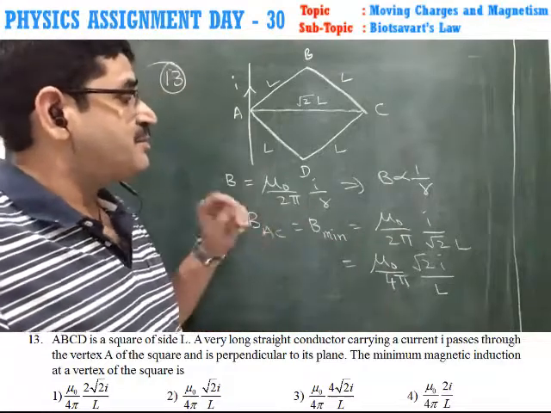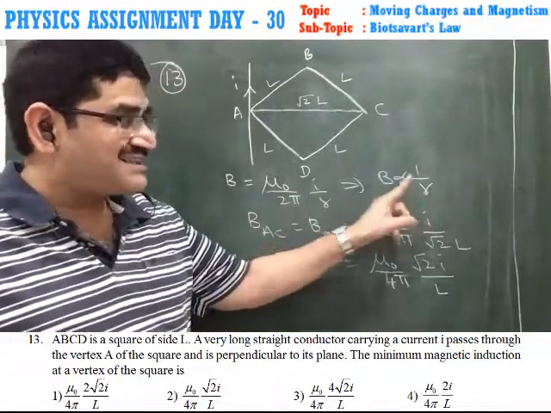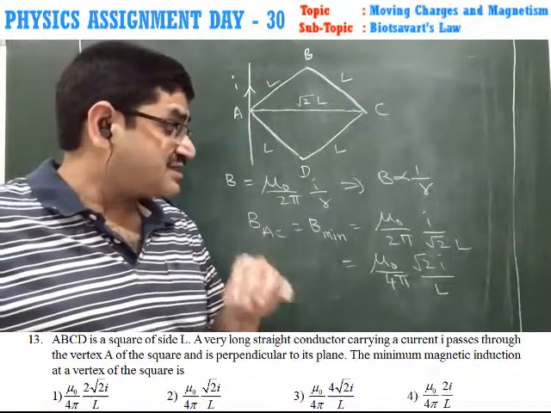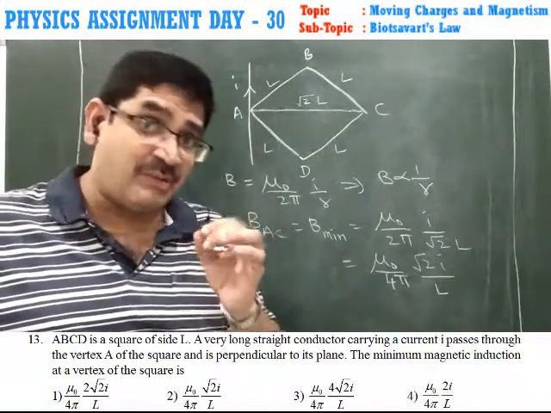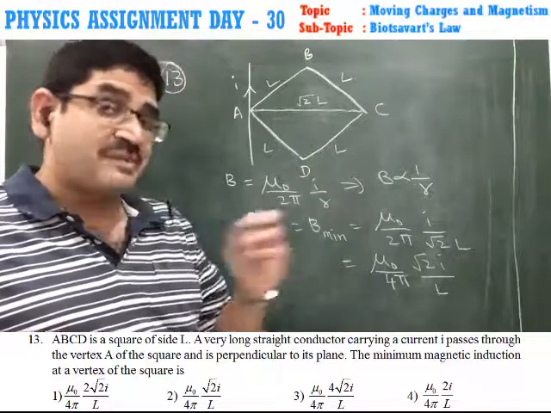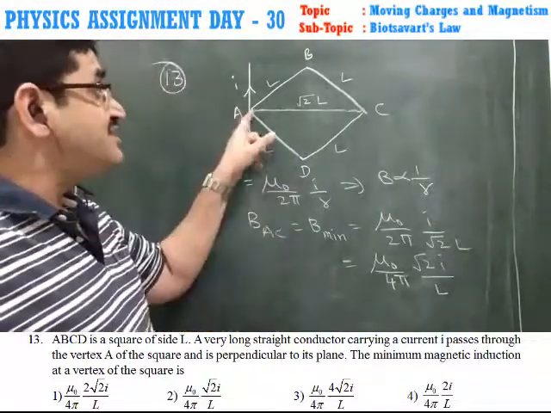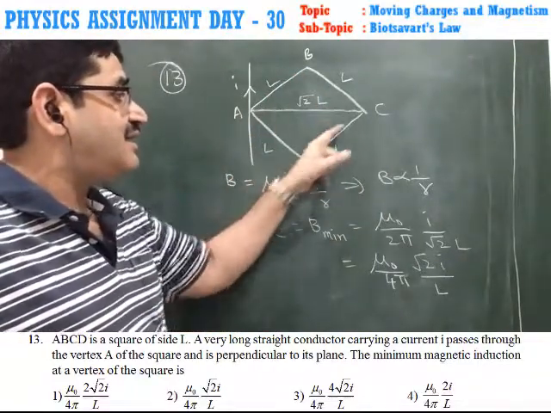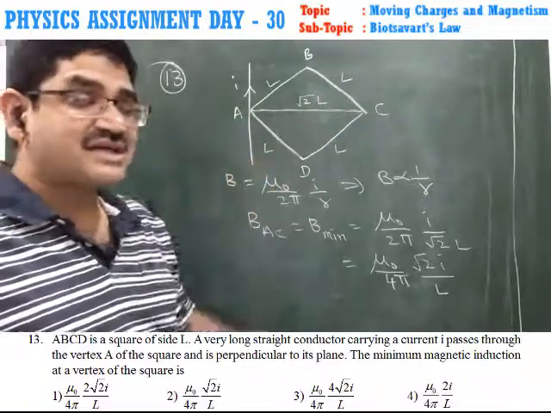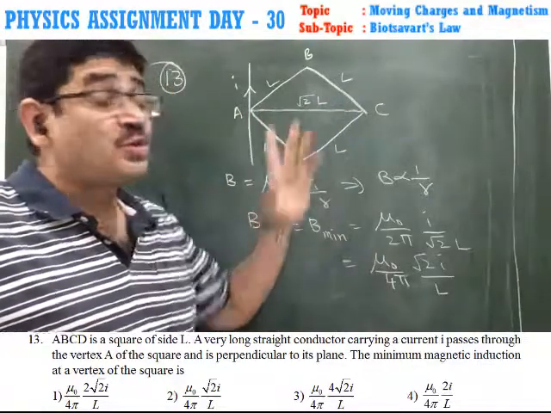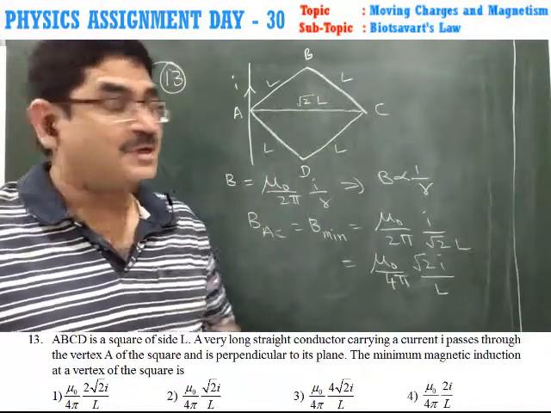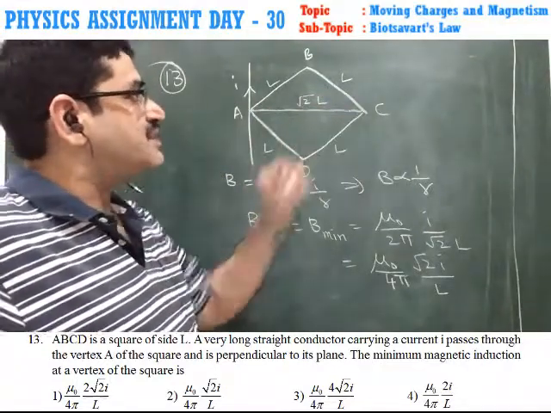As B is inversely proportional to R, more the distance, lesser the field; lesser the distance, more the field. We want minimum magnetic field, so we have to calculate the maximum distance. These sides are L, L, L, and L, but only C is at maximum distance, root 2 L, the perpendicular distance. So that's why we will consider this perpendicular distance.